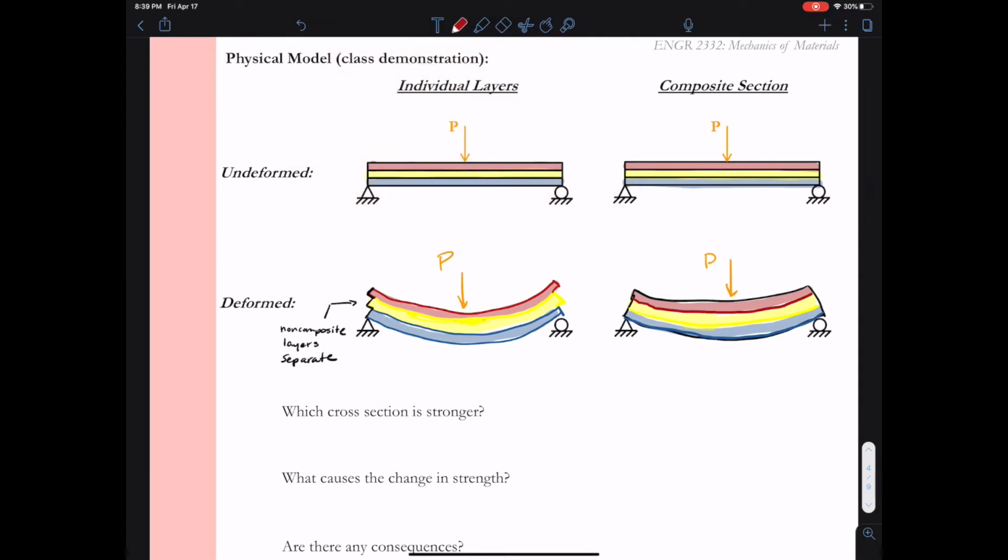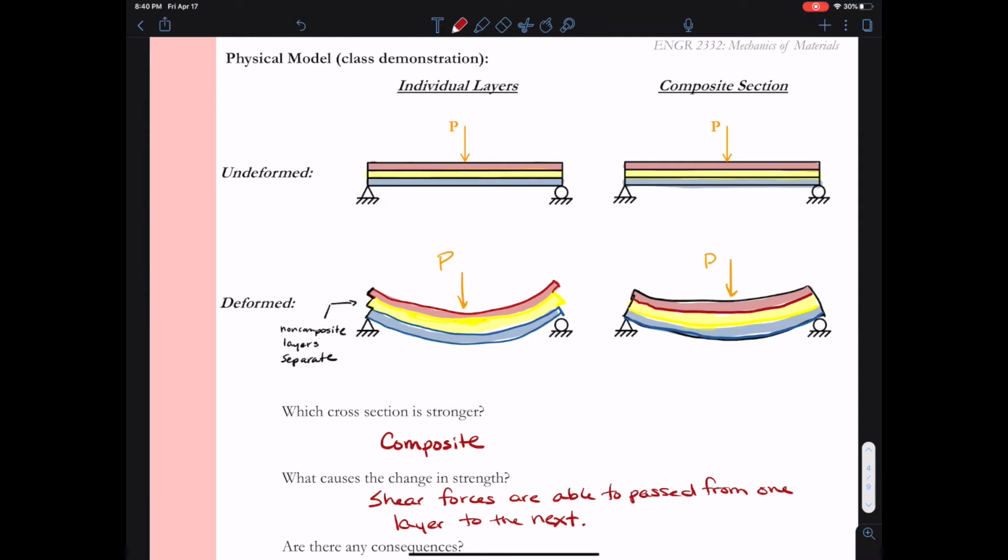So we recall back to the demonstration. Which cross-section was stronger? Well, the composite cross-section was stronger. Why was it stronger? What causes this sudden change in strength? Well, it's because the shear forces between the layers are able to be passed from one layer to the next. And by doing that, the overall beam, all 3 layers together, will be stronger than when they were non-composite.